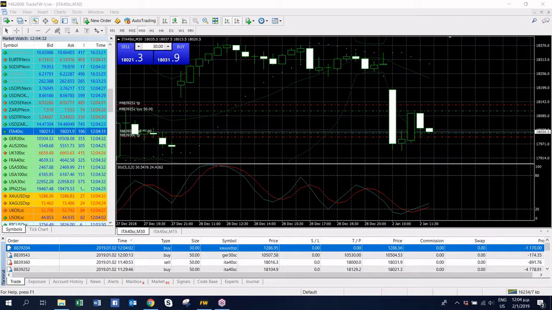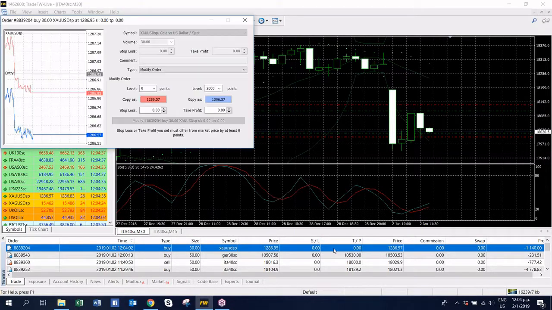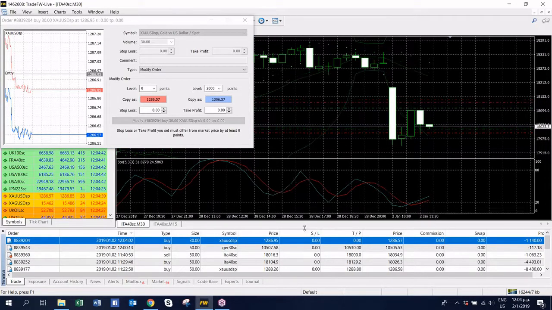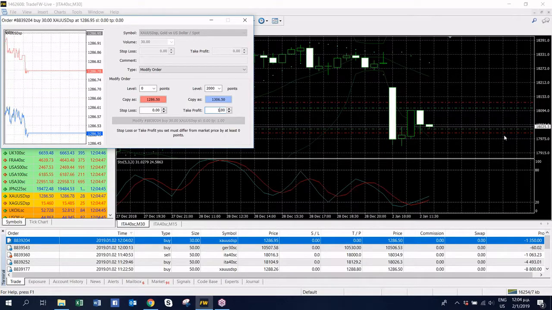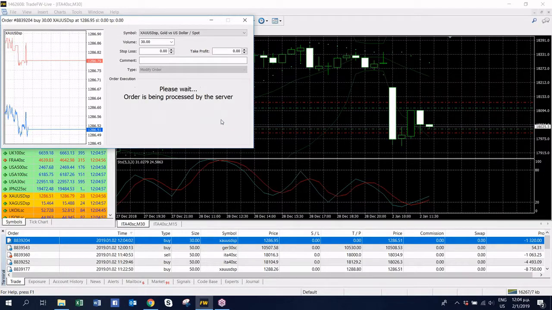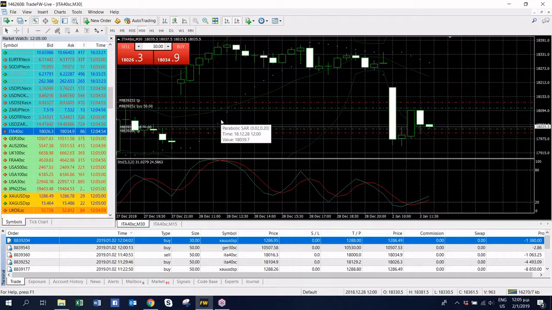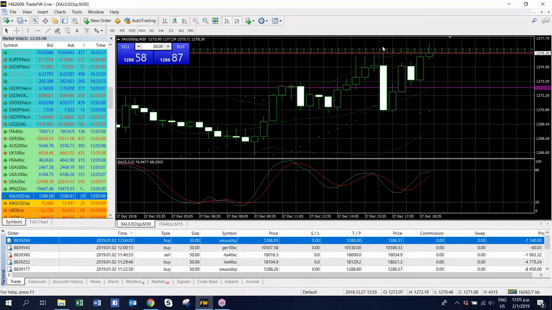And let's put a take profit for this gold position. We are long on gold. Let's put a take profit on the gold position. Let me see, here we go. I will put it at 1,288. It's around $3,000 profit, which I'm aiming for from this gold trade. $3,000 profit. Let's see on gold. There we are.